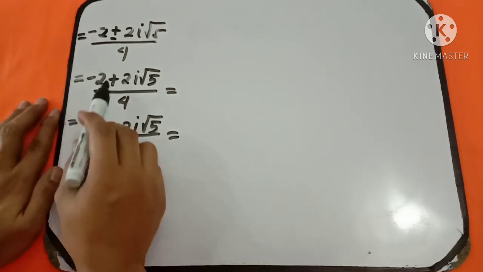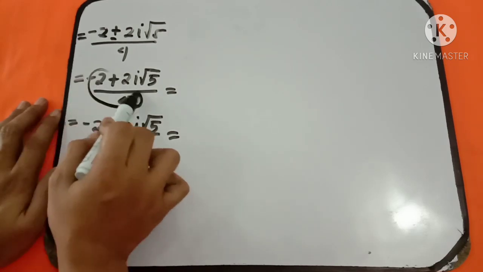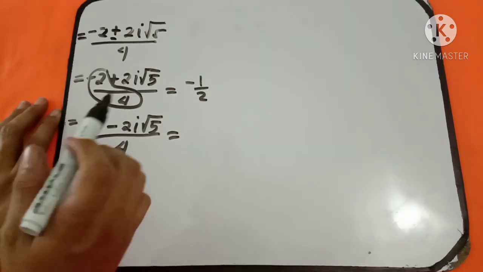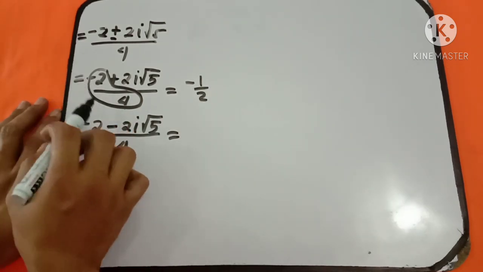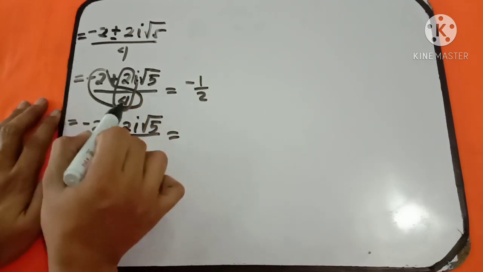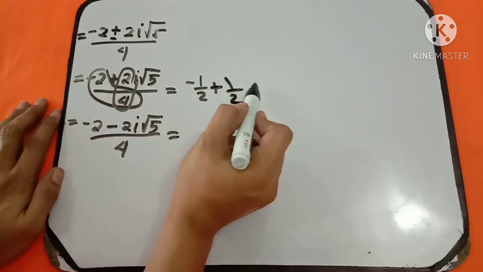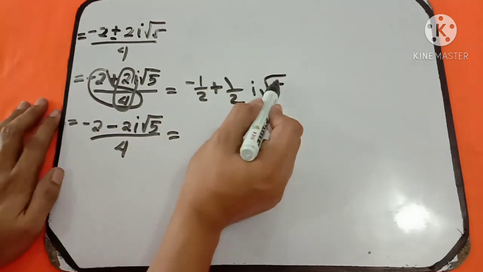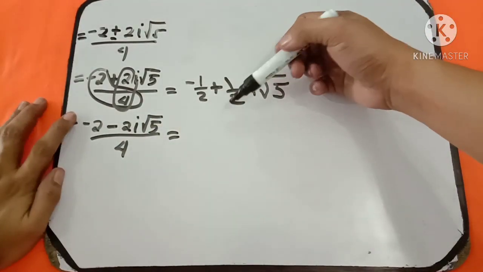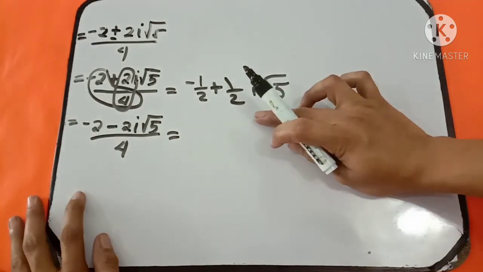So observe, is there a lowest term? Yes. So we simply divide this one. Negative 2 divided by 4 will give us negative 1/2. We simply get the lowest term of this expression. Then also this one, 2 divided by 4 will give us positive 1/2. Then copy i square root of 5. Then, observe, our denominators are common. That means this is a similar fraction. So, we can combine them.